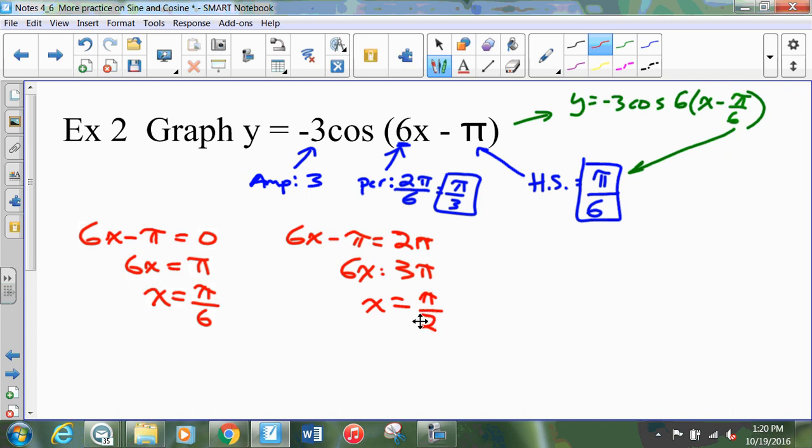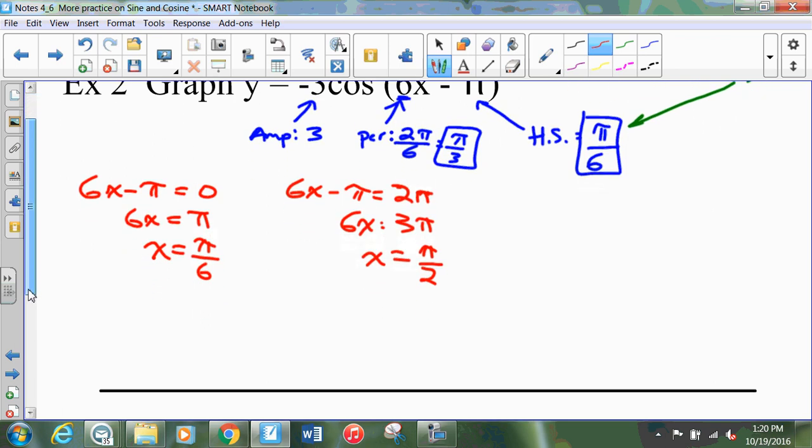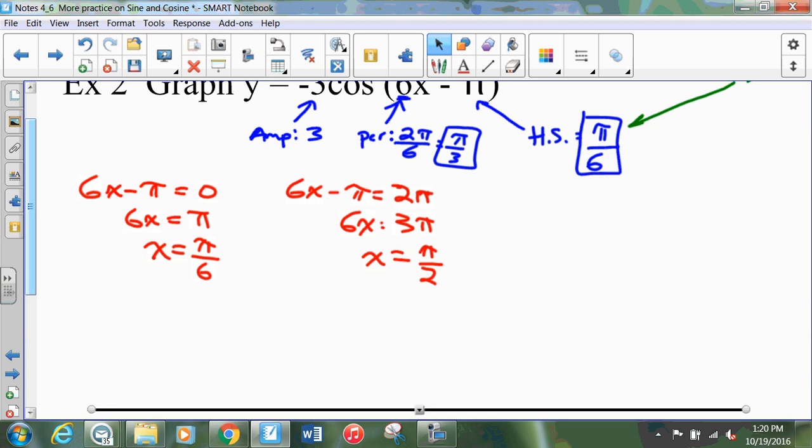Okay, so when I start to graph it, note that from pi over 6 to pi over 2, if we took pi over 2 minus pi over 6, we would get that the period is pi over 3. Sounds a little crazy, but you can do that yourself. All right, let's look at the graph. Let's do the graph real quickly.